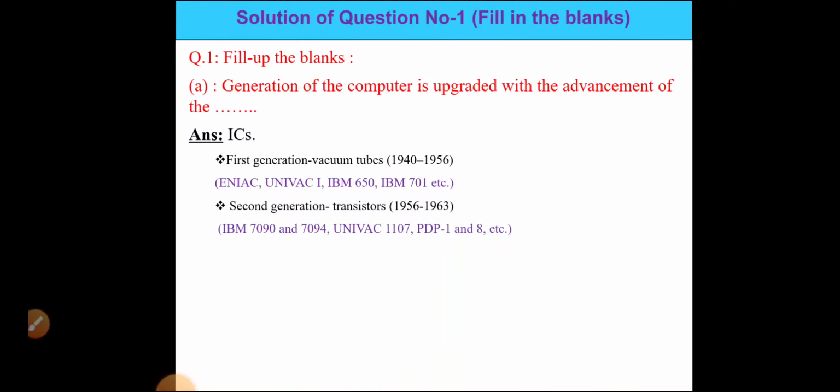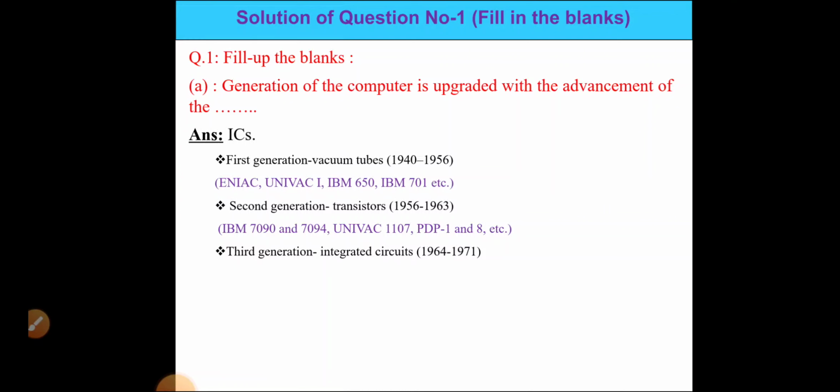Next is the company, that is IBM, PDP and Univac. These are the three companies that manufactured second generation computers. Next, the third generation computer used the integrated circuit, that is IC. The third generation duration was 1964 to 1971.